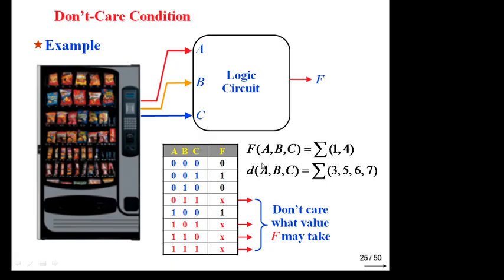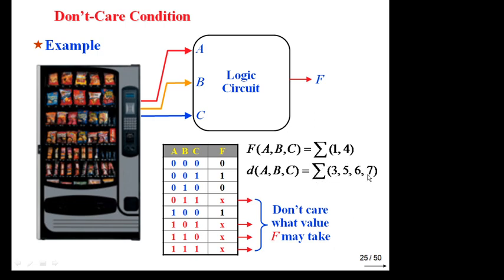Everybody. Today I will discuss don't care terms in case of K-map. What is the significance of don't care? Okay, in this example 1 and 4 are min terms and don't care terms are 3, 5, 6, 7.